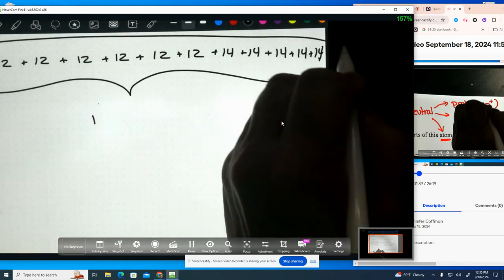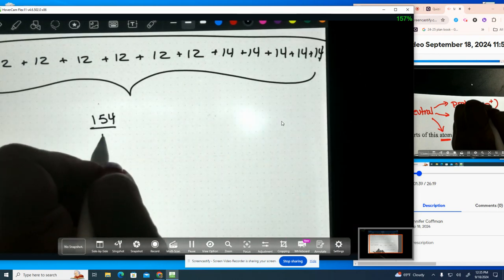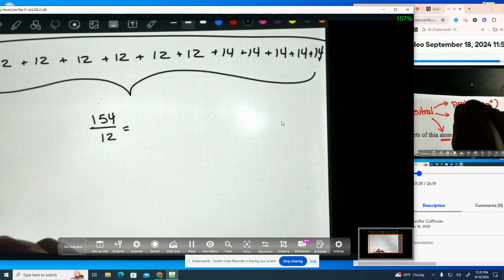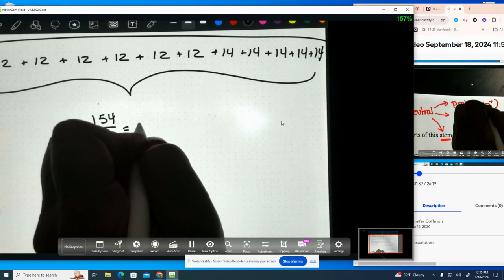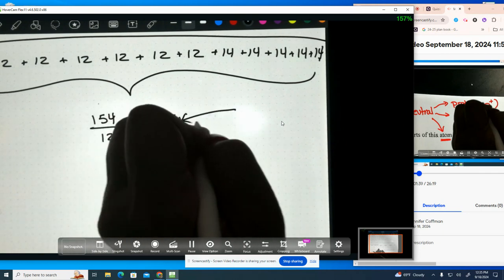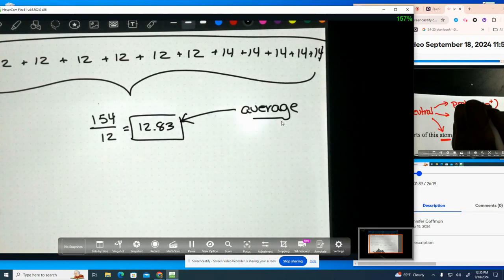What does this add up to? I got 154. And then divide it by 12 things, right? And then, what'd you get? 12.83? Okay. So we can all agree that this is the average. Right? Okay. Now let's do it the science way.